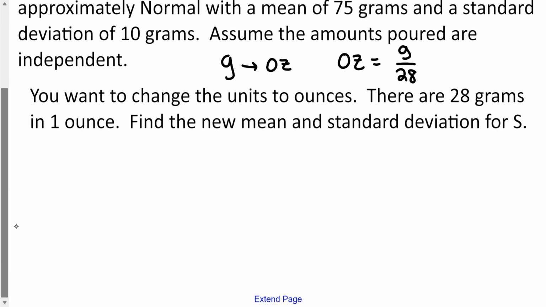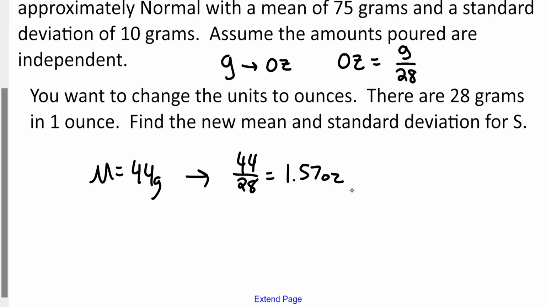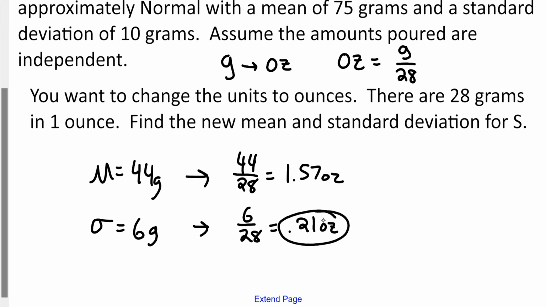So if we knew the mean for the small bowl was 44 grams, we take 44 divided by 28, and that gets us 1.57 ounces. Definitely impacted. Everything impacts the mean. Standard deviation, however, you would take your 6 grams. That is impacted by multiplication, so it's also impacted by division, and we would get 0.21 ounces. So both in this case are impacted.